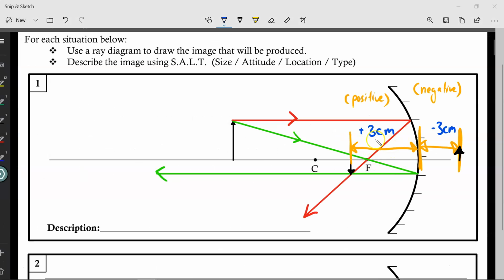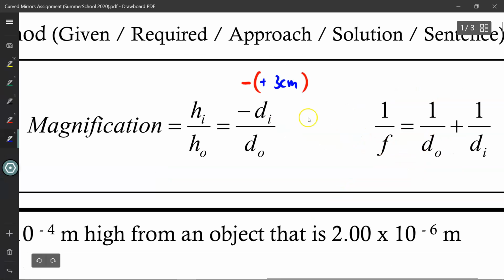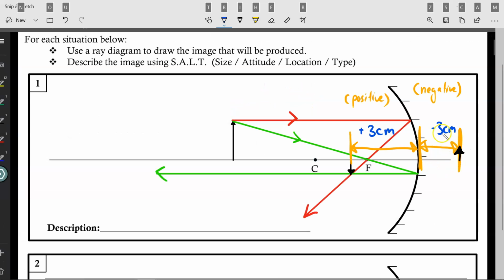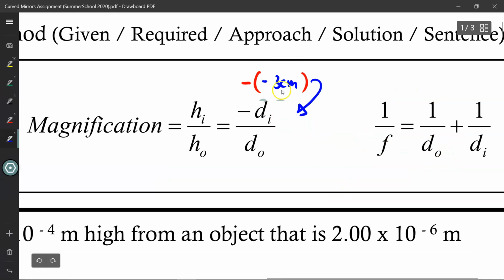So a real world distance would be positive 3 centimeters, while a virtual world distance would be negative 3 centimeters. So a real world distance would be positive 3 centimeters, but because there's a negative symbol built into the equation, when you plug it in to solve, it would just be a negative 3. But if the image was in the virtual world with a negative distance, we would have to plug in negative 3 centimeters. But due to the negative symbol that's already built into the equation, negative becomes a positive 3 centimeters when you plug it into the equation.